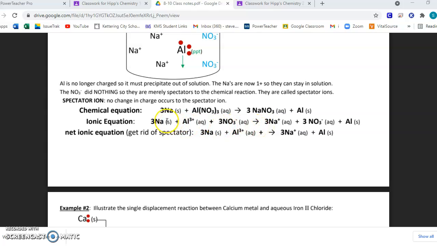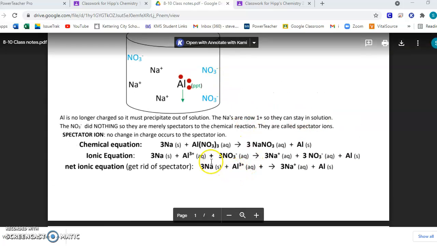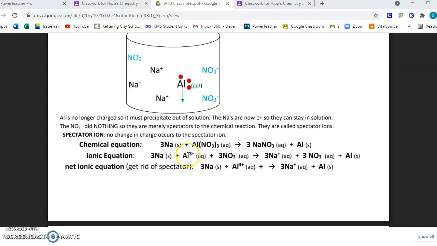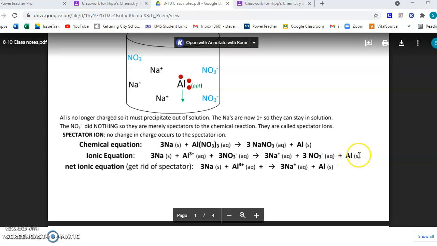What happened here is these 3 sodiums gave their electrons up and became 3 plus. The 3 nitrate ions stayed floating around in the solution. And the aluminum 3 plus took 1 electron from each of the sodiums and became neutral again. So on the right side, it formed a solid which precipitates out.